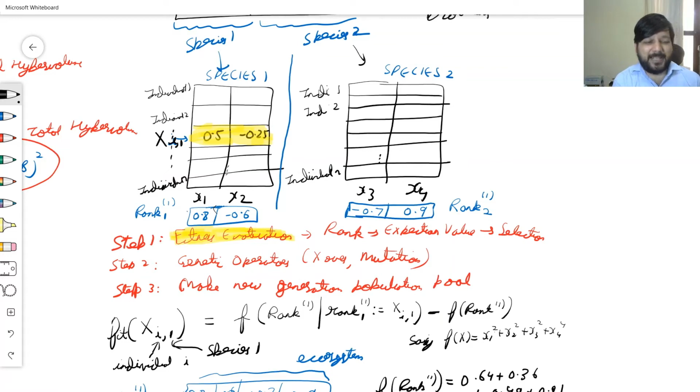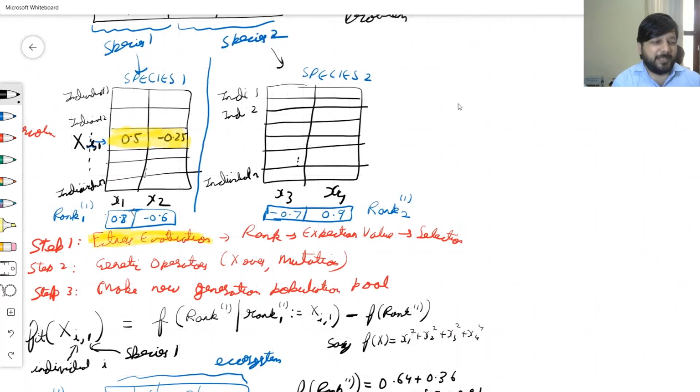And then I do exactly the same thing for species 2. So let's do it for species 2, again a random individual. So let the random individual be xi for the species 2. And let's say it's 0.1 and negative 0.2. So I need to calculate the fitness function value of this individual now. I'll go extremely fast.